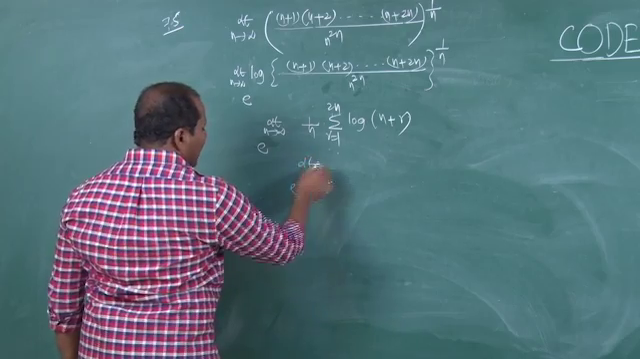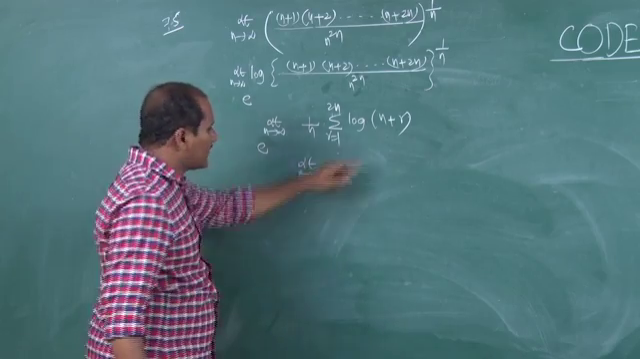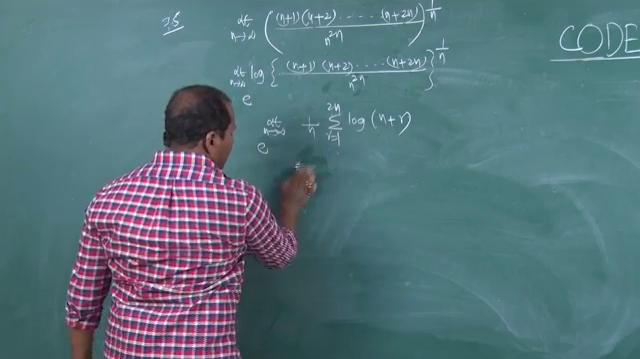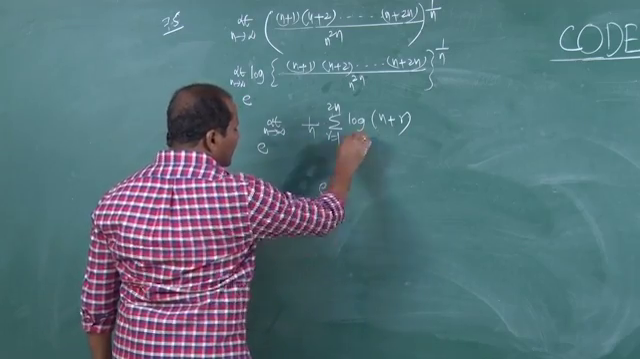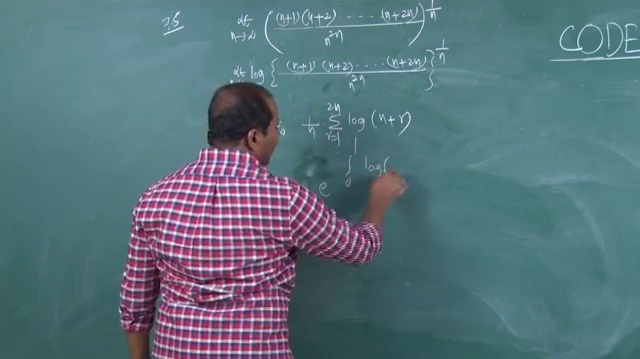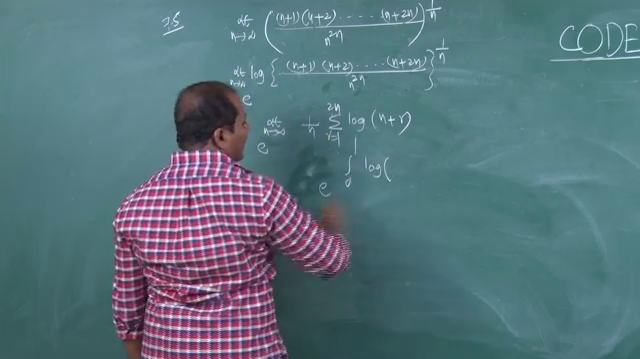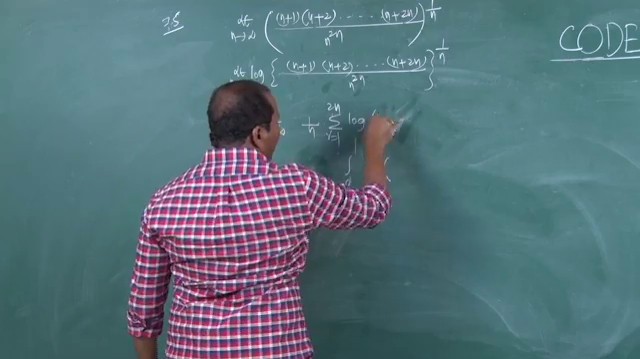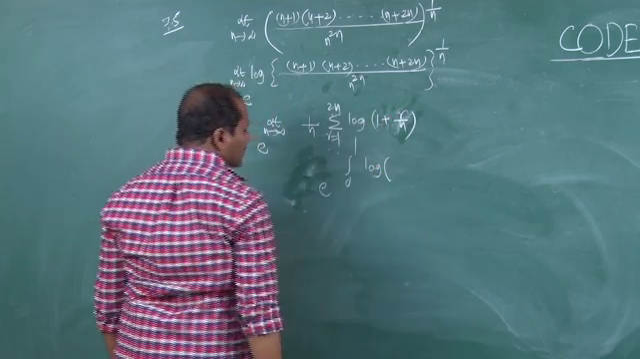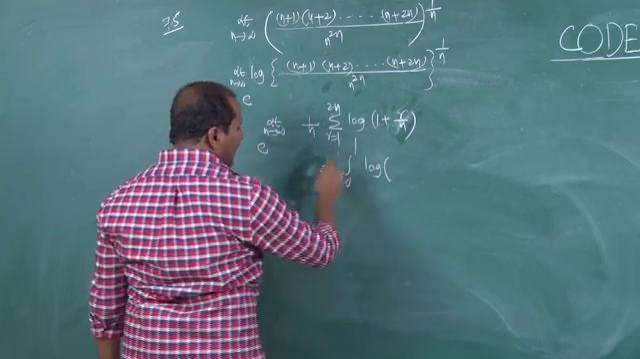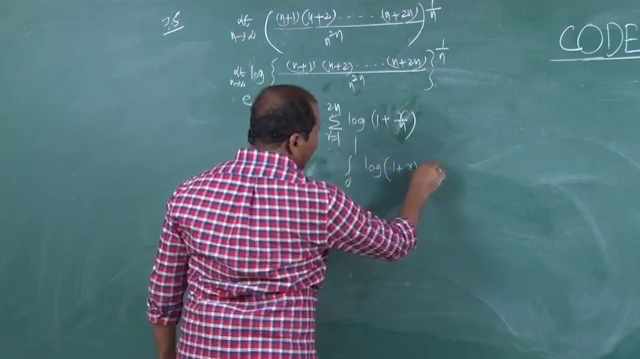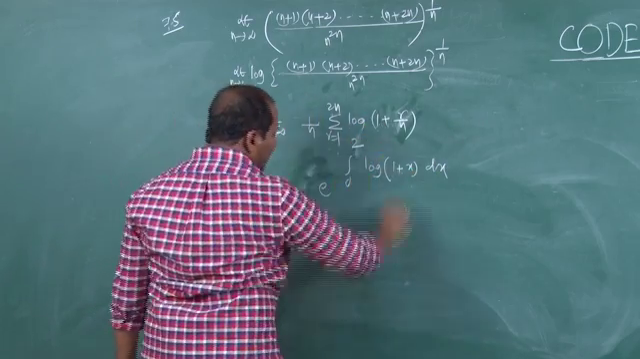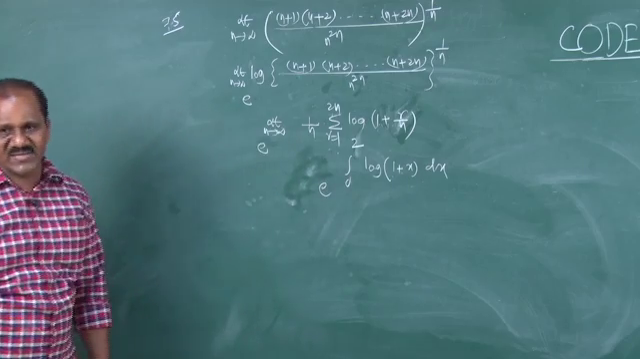e power limit n tends to infinity. Since this is in the form of f of r by n, write this as e power integral, and after taking n common, here it will be 1 plus r by n. So, the total integral will be integral 0 to 1 of log of (1 plus x) dx. Since the problem contains 2n terms, it becomes integral 0 to 2 of log of (1 plus x) dx.